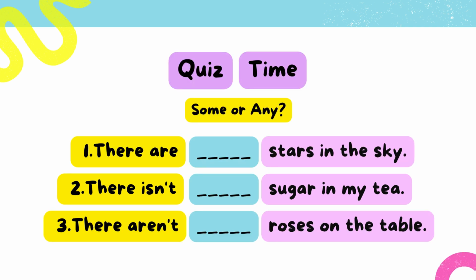Quiz time. Some or any? 1. There are stars in the sky. 2. There isn't sugar in my tea. 3. There aren't roses on the table.